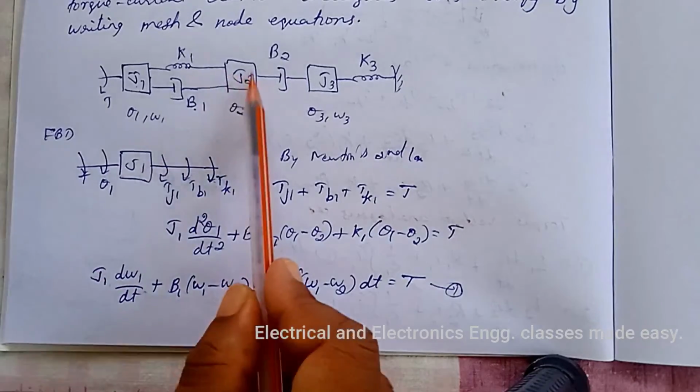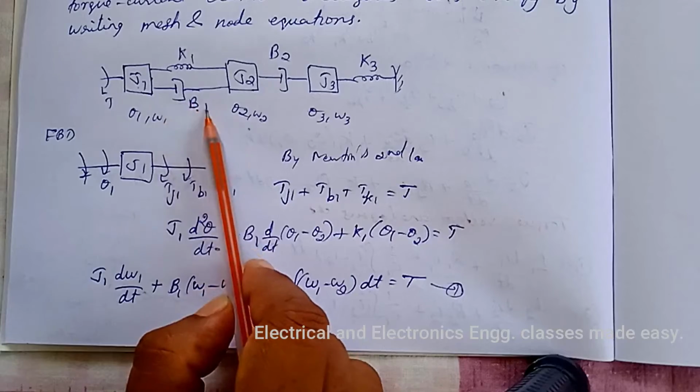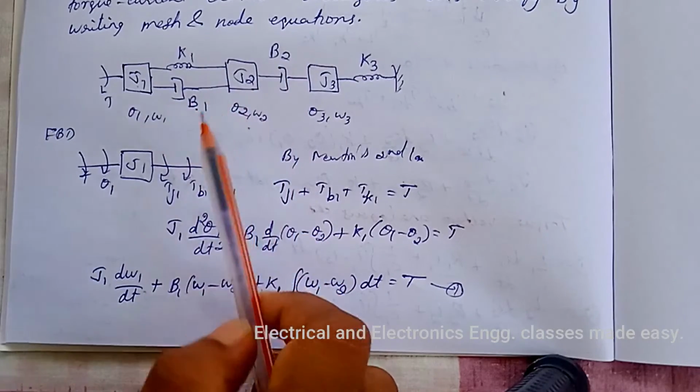Now we can draw the free body diagram of J2. So J2 is in contact with K1, B1, B2, etc.